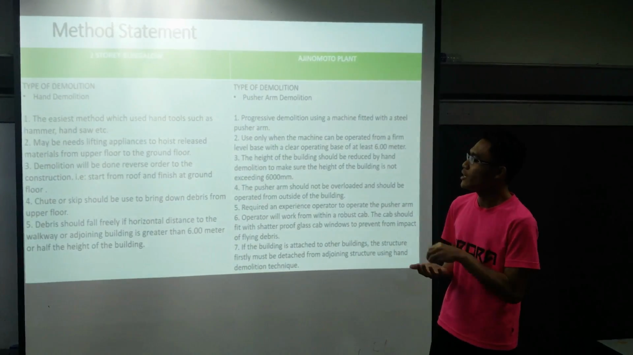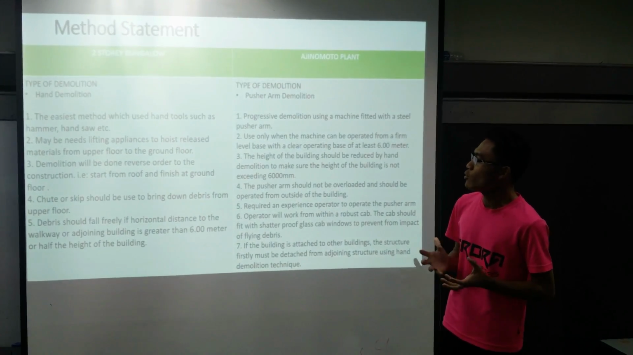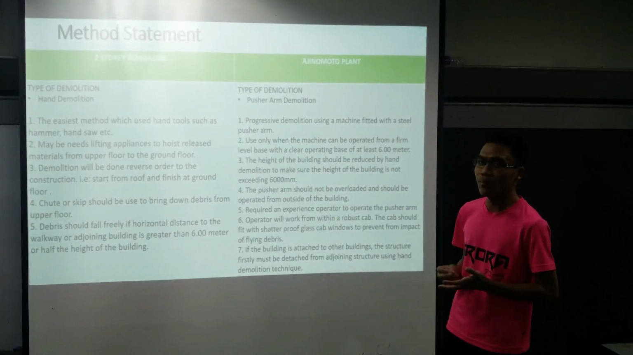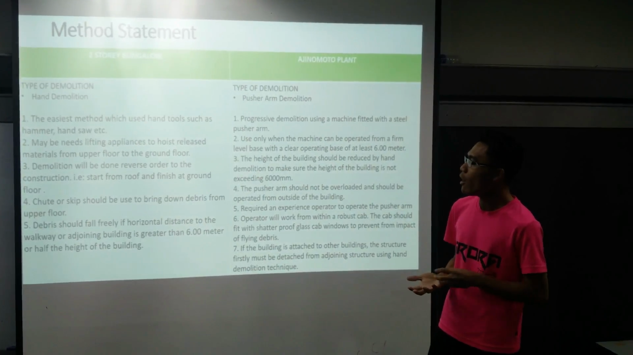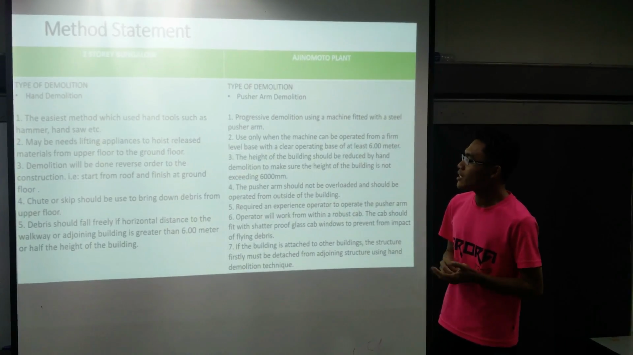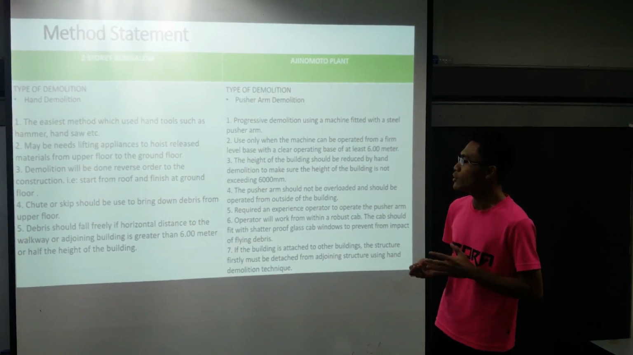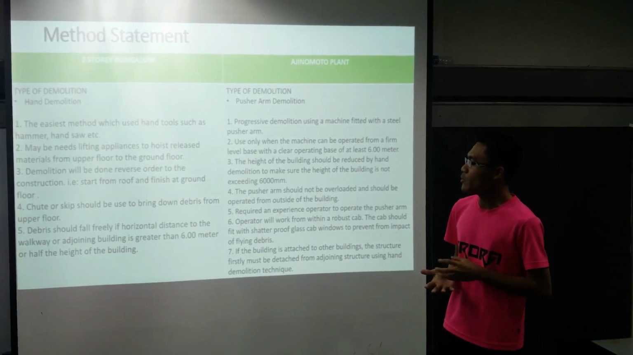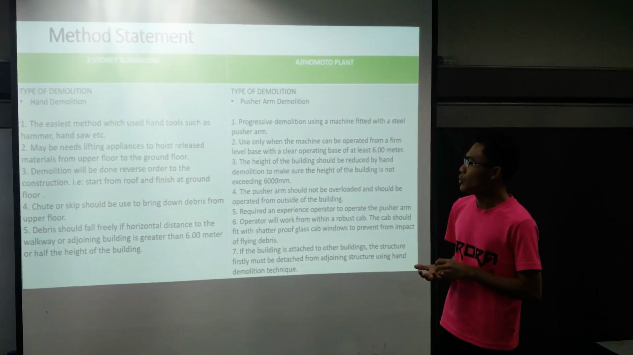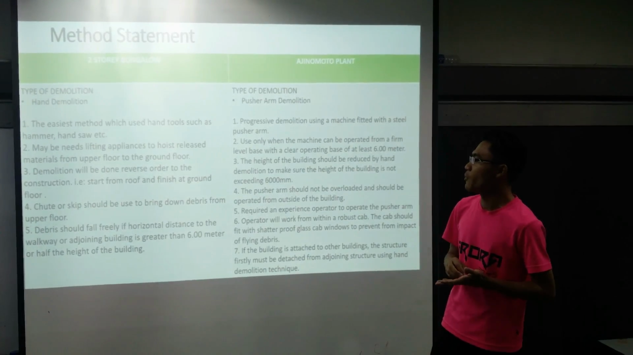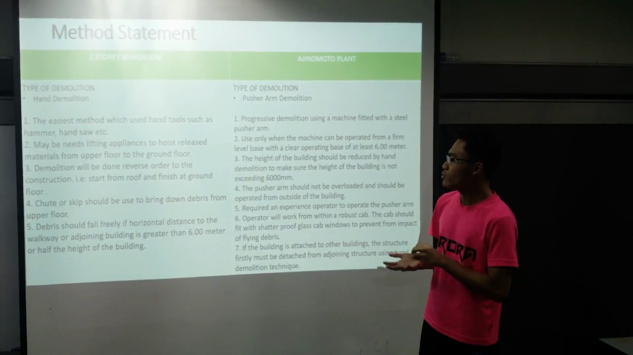it uses hand demolition. It is the easiest method, which uses hand tools such as hammer, hand saw, and so on. It may need lifting appliances to hoist released materials from the upper floor to the ground floor. The demolition will be done in the reverse order of construction. For example, it starts from the roof and finishes at the ground floor.